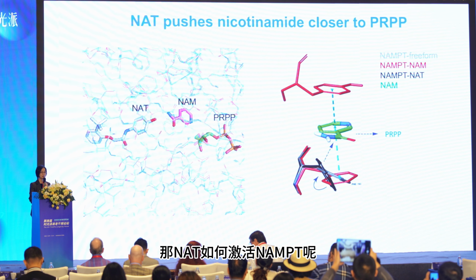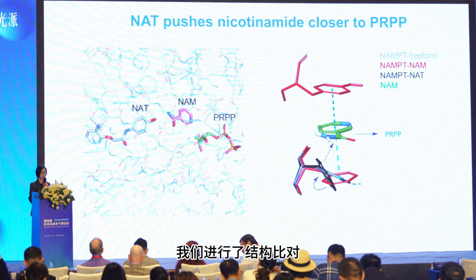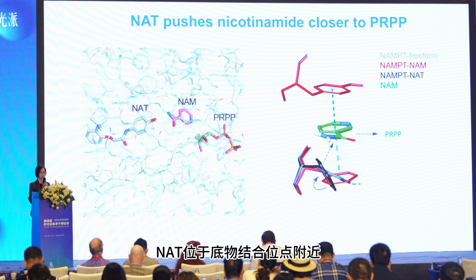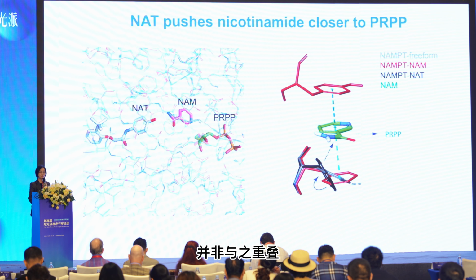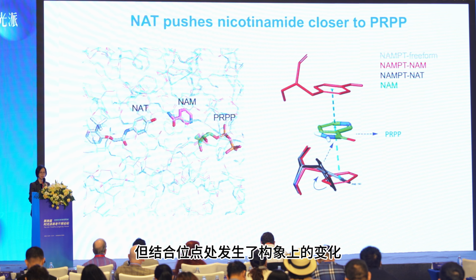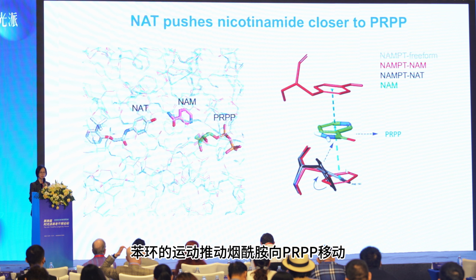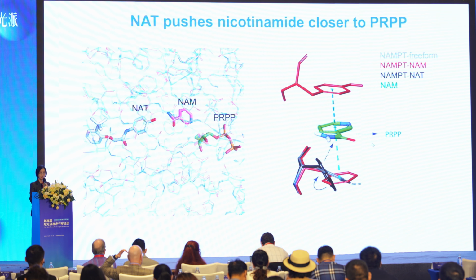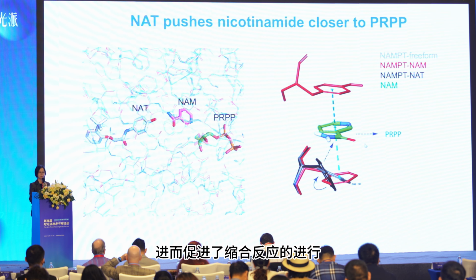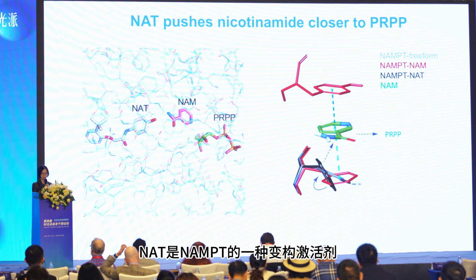So how does NAD activate the NAMPT enzyme? We did a structure alignment. The NAD is located slightly away from the substrate binding site. It doesn't overlap, and the NAD doesn't cause a change in the overall structure of NAMPT. But at the binding site, there is a conformational change, especially phenylalanine 193. The sway of the phenyl ring pushes the nicotinamide closer to PRPP, making the condensation reaction easier. So we propose that NAD is an allosteric activator of NAMPT.